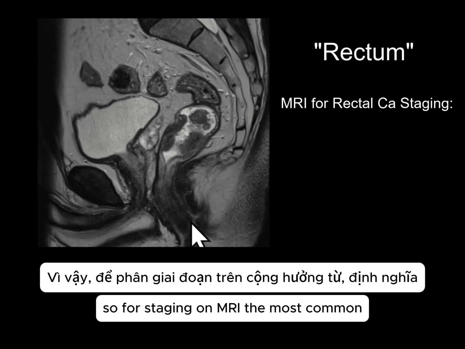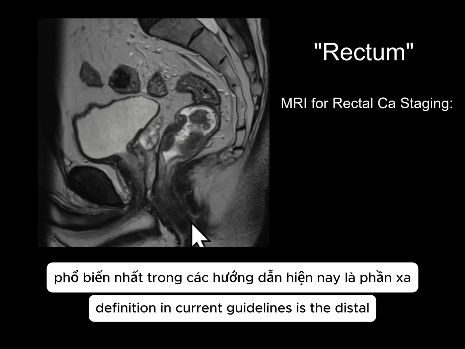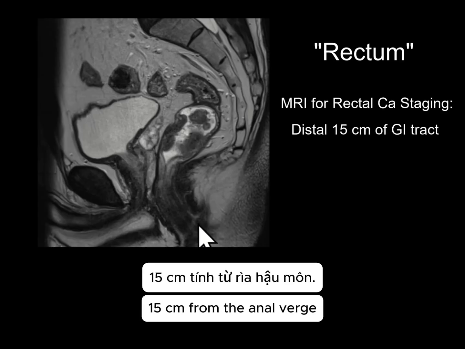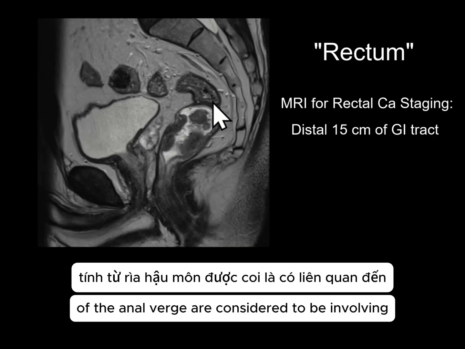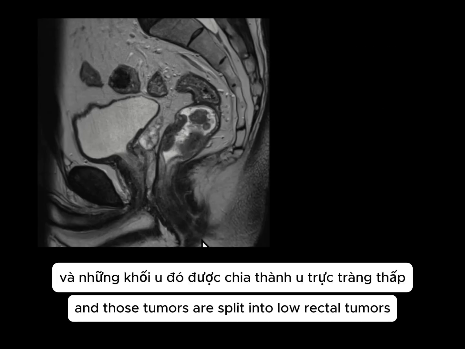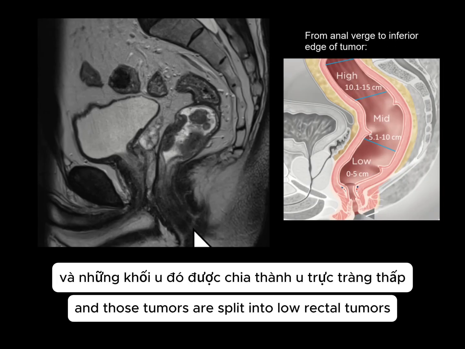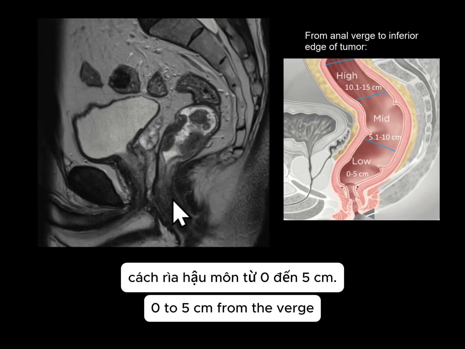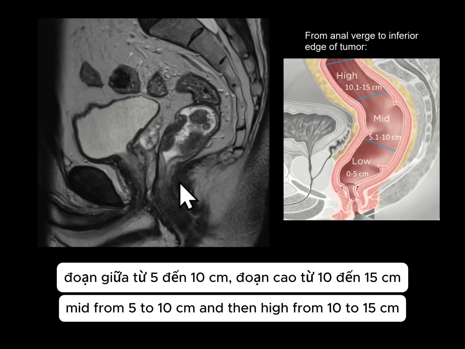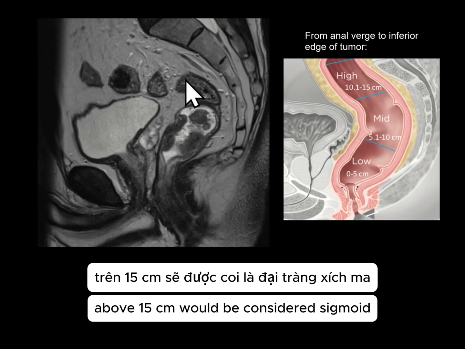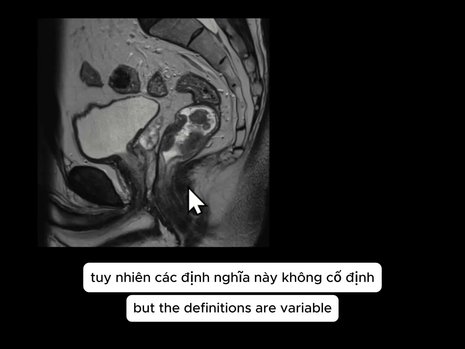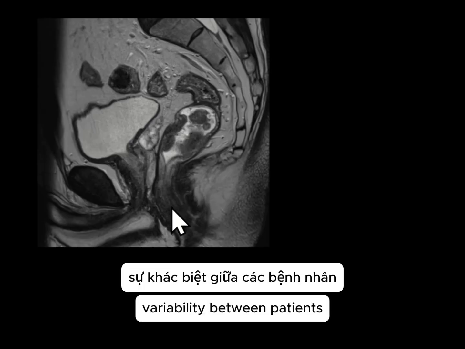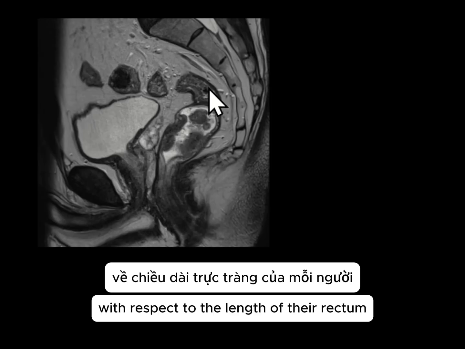So for staging on MRI, the most common definition in current guidelines is the distal 15 centimeters from the anal verge. So tumors within 15 centimeters of the anal verge are considered to be involving the rectum. And those tumors are split into low rectal tumors with the inferior margin of the tumor 0 to 5 centimeters from the verge, mid from 5 to 10 centimeters, and then high from 10 to 15 centimeters. Above 15 centimeters would be considered sigmoid, which are managed differently. But the definitions are variable, and there's also obviously variability between patients with respect to the length of their rectum.